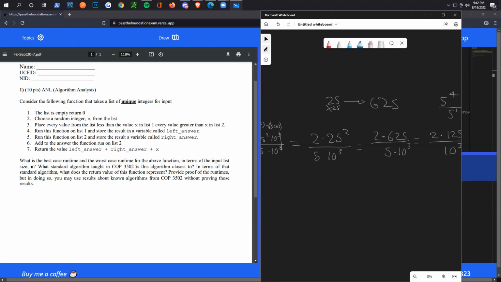Yeah, let's just keep running through it so we can see what the answer is. So run this function on list 1 and store the result in the variable left answer. Same thing on list 2, store it in right answer. Add to the answer the function run on list 2, return the value left answer plus right answer plus x.